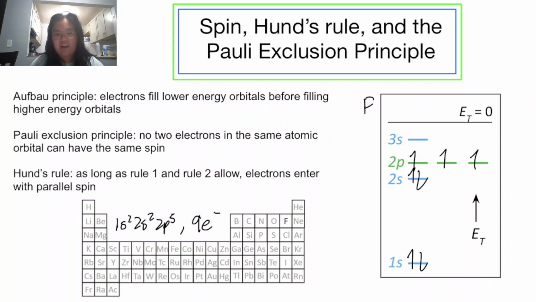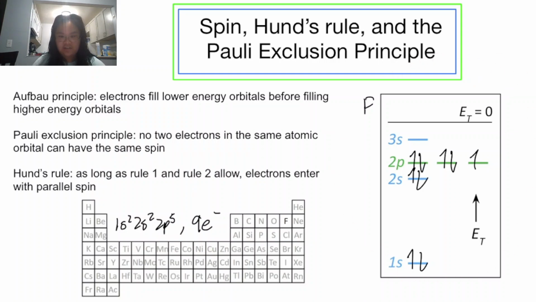Now let's enter our 8th electron. According to the Aufbau principle, it's going to be in the 2p subshell, and according to the Pauli exclusion principle, it has to enter as a down arrow. The same logic holds for our 9th electron, which will go here. Now we've entered all 9 electrons, so this is our final energy diagram for fluorine.